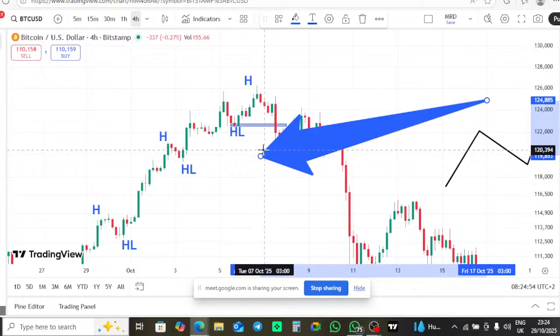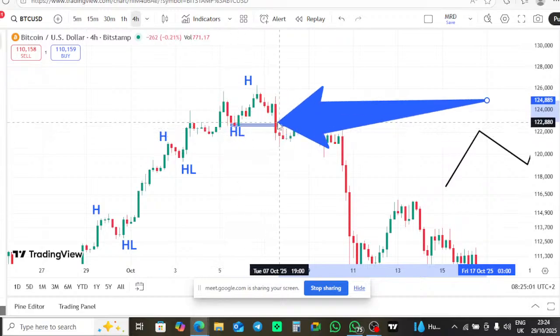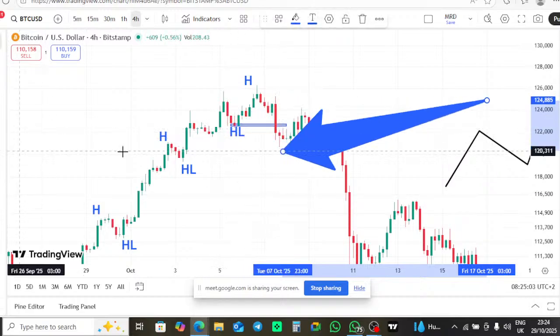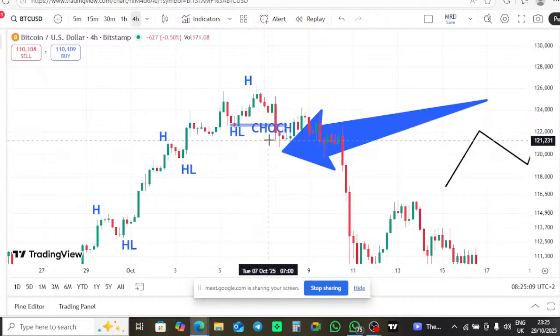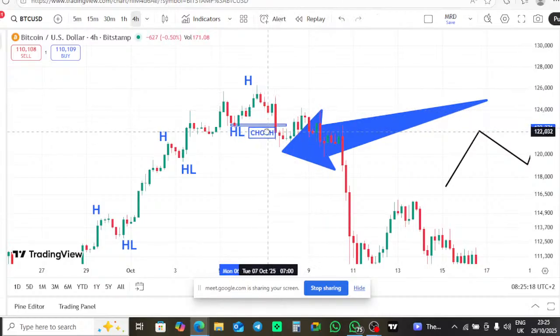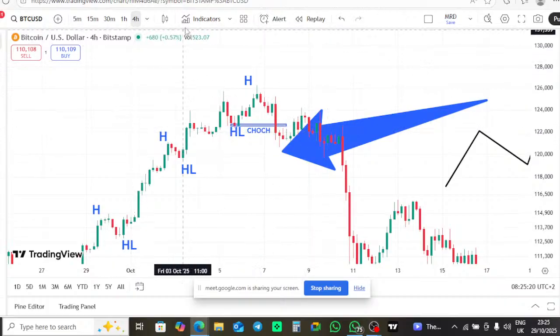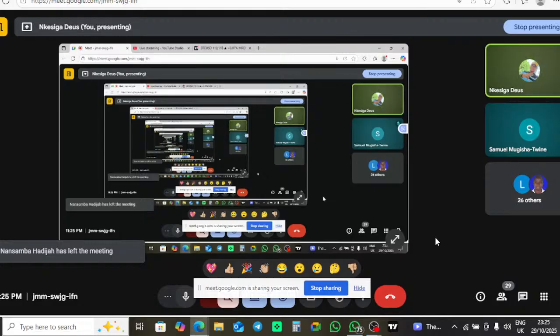Now we said this is an uptrend. And therefore, if we break this level, that is what we call the change of character, and you normally see it as CHoCH. You can call it CHoCH. Are we getting the point? Now, can we all be able to identify this CHoCH on the market? How many are following? Can you be able to identify that?